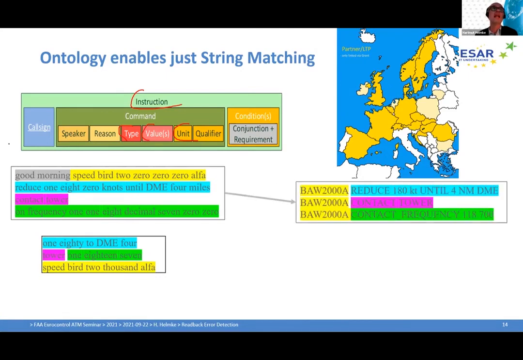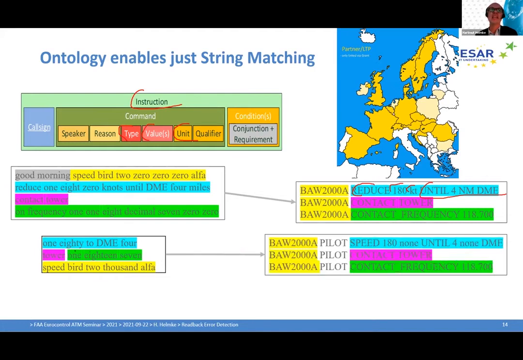Let me give an example. With these rules, this utterance is transformed into the call sign, here you have the type, here the value, here the unit, and in this case also a condition. And so on for the second command the controller has given, and the third one in this utterance. If you do that also for the pilot, although the words are completely different, now it's very easy. Here you nearly have the same strings. It's just string matching to decide whether you have a readback error or not.